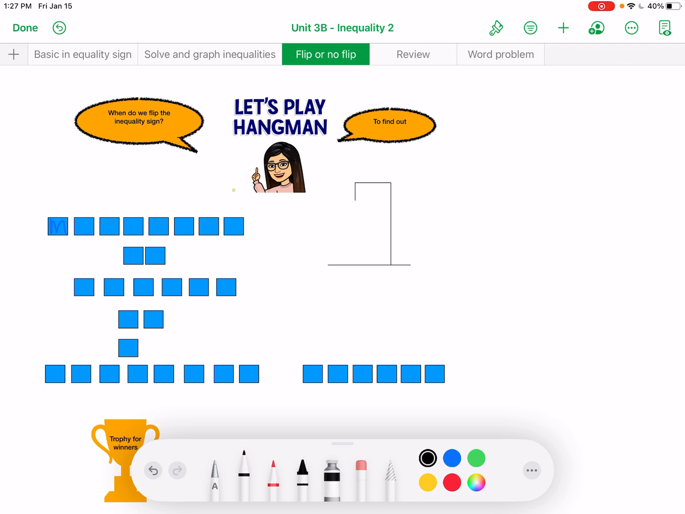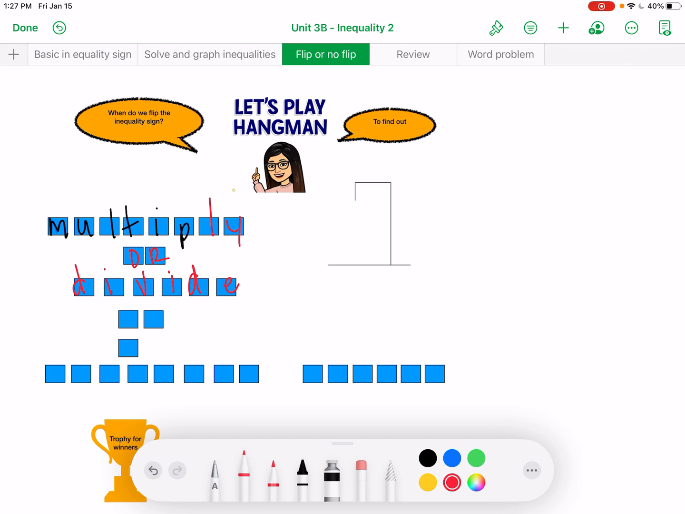I need to get black. If you multiply... or I have no idea how I just changed colors. I think my hand did it.